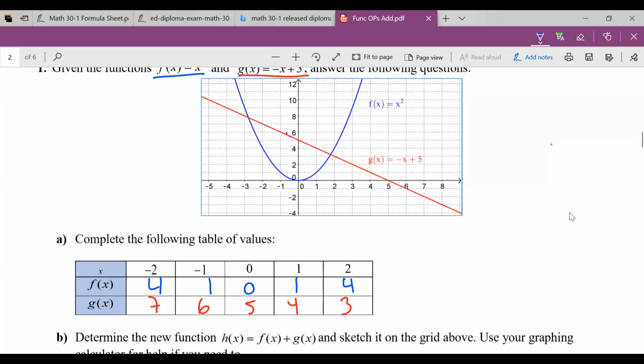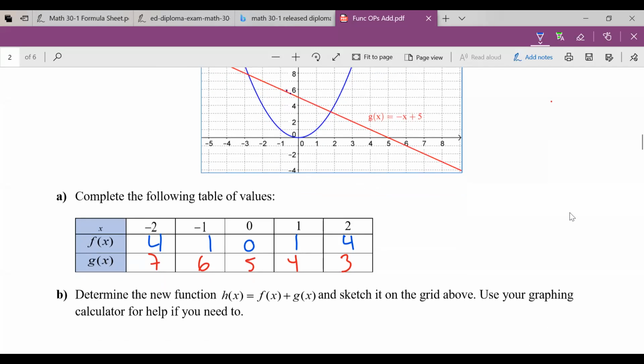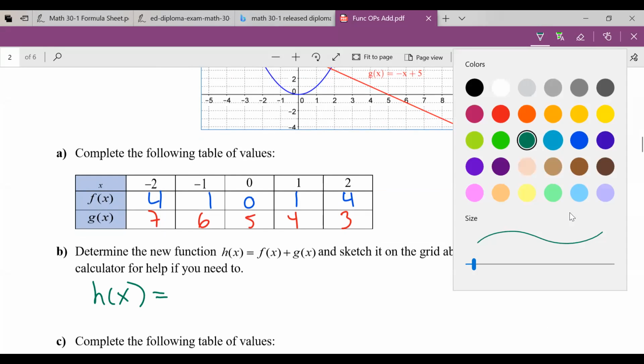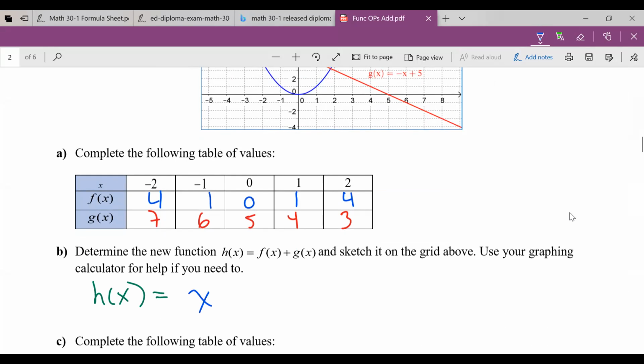Now here's what we're going to do. We are going to determine the new function and sketch it on the grid above. Okay, well, what's our new function? Let's put it in pretty green here. Well, it says h at x, we're going to add these things together. So it says we're going to add f at x, our blue graph, plus our red graph. And our red graph is this. So we're going to add these together.